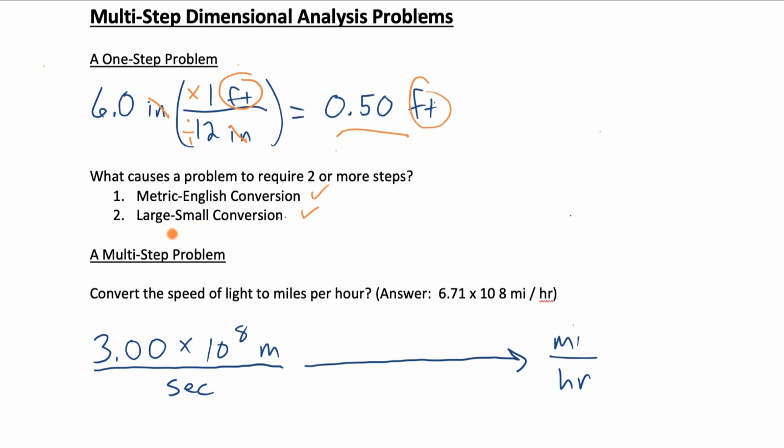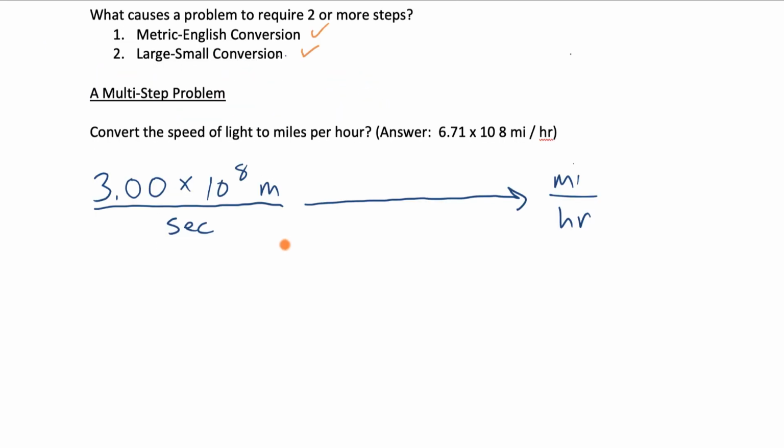Okay. Let's look at this example here. This problem has a lot going on with it. We want to go from meters per second, which is the normal unit that you see for the speed of light, to one that we're familiar with, miles per hour.